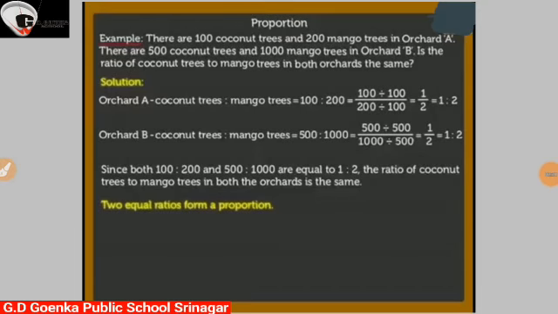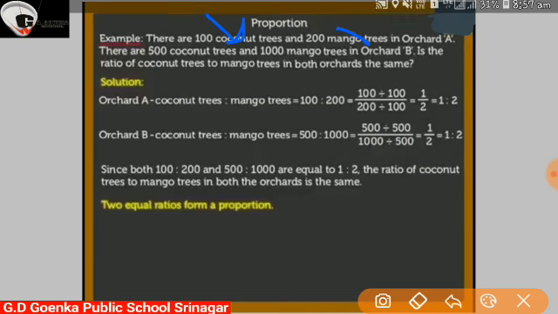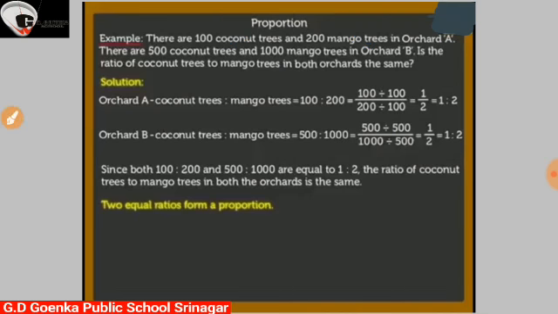After this, we have proportion. Whenever two ratios are equal, they are said to be in proportion. Let us try to understand it with an example. We have two orchards, orchard A and orchard B. There are 100 coconut trees and 200 mango trees in orchard A, and there are 500 coconut trees and 1000 mango trees in orchard B.